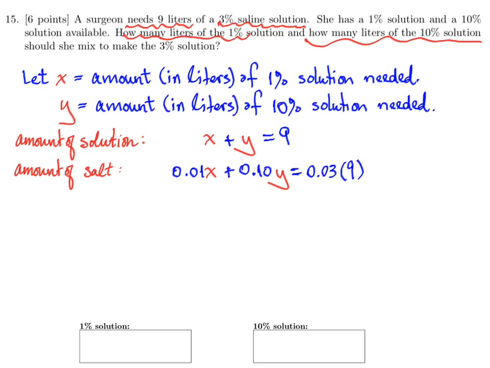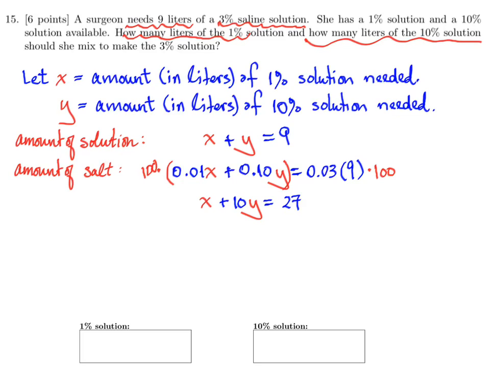All right, so we could use substitution or we could use elimination. Since I used substitution in number 14, I'm going to use elimination on this one. So the first thing I'm going to do is get rid of my decimals. It looks like I've got 2 decimal places, so I'm going to multiply everything by 100. So that equation becomes X plus 10Y equals 27. That's a much nicer looking equation to me.